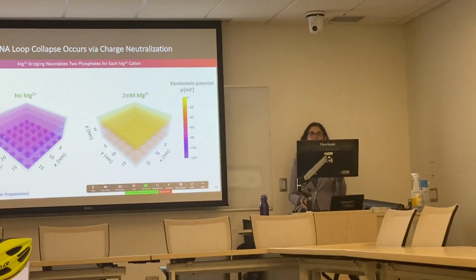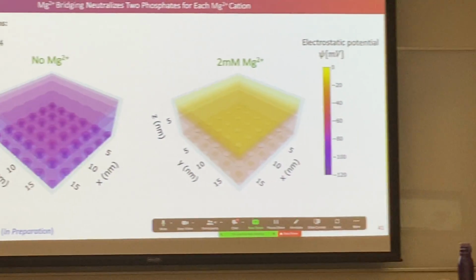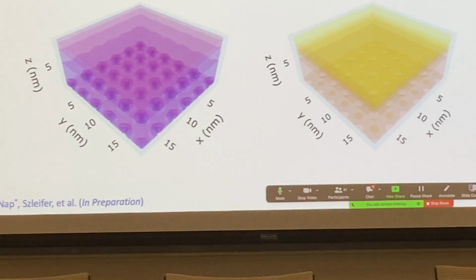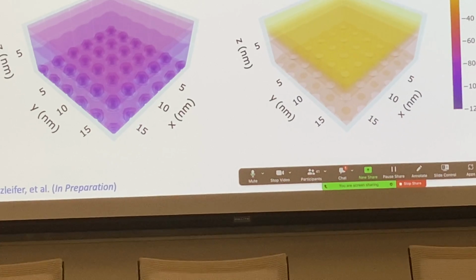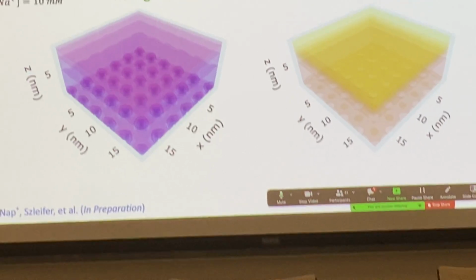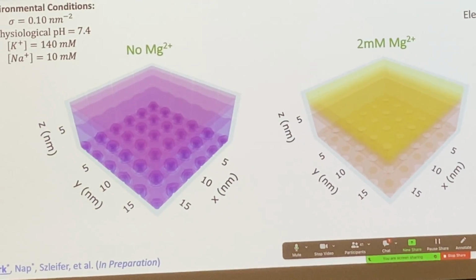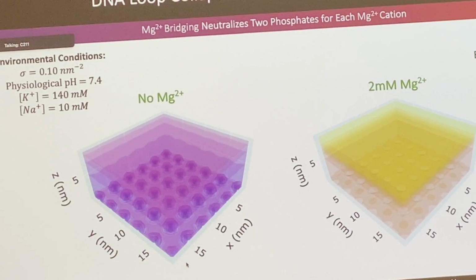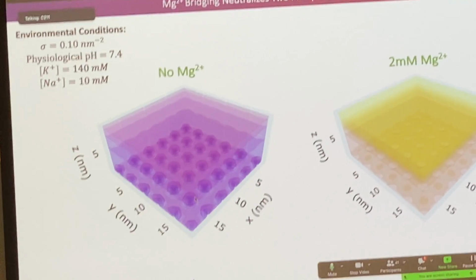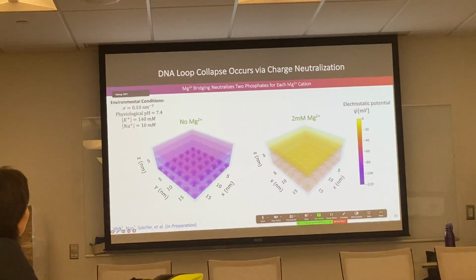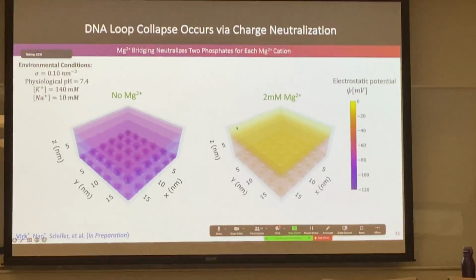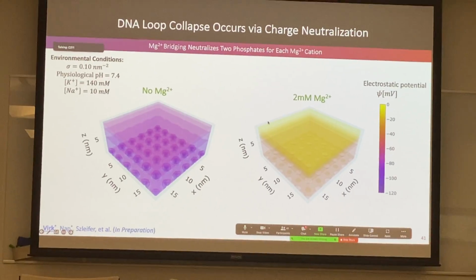Next, now that we see that the structure is much more influenced by divalent cations than monovalent cations, we wanted to see these effects on charge neutralization. And if we look here at the electrostatic potential, we can see that the no magnesium condition has a much lower electrostatic potential, which is centered around the negatively charged DNA phosphate loops. Whereas when we add just 2 millimolars of magnesium, this electrostatic potential is significantly neutralized.